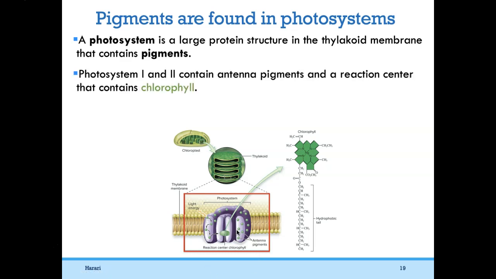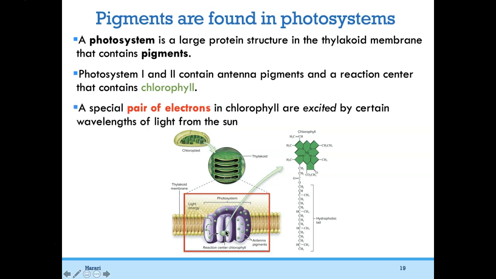There are two important photosystems that we'll talk about in photosynthesis. There's photosystem 1 and photosystem 2. Both photosystems have what are called antenna pigments and then a reaction center chlorophyll. Within this reaction center chlorophyll, and this is what chlorophyll looks like up close, right? It's an organic molecule. Within this molecule of chlorophyll are a special pair of electrons that can be excited by certain wavelengths of light from the sun.